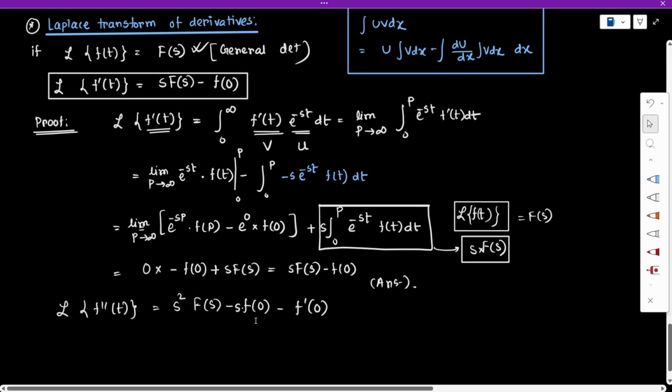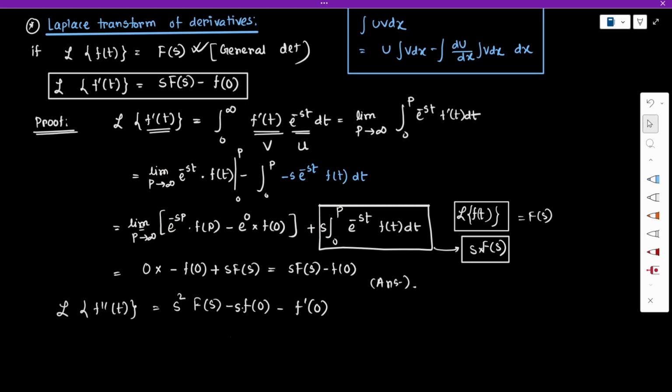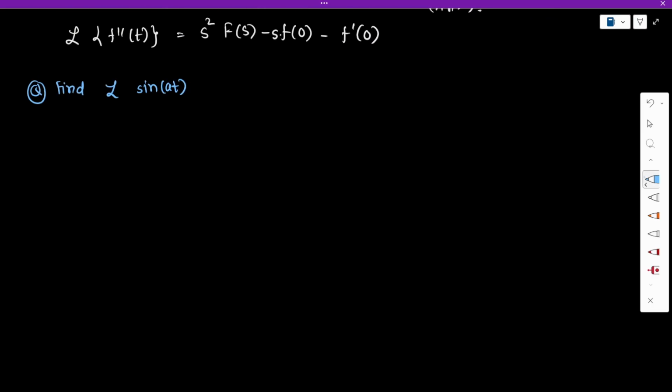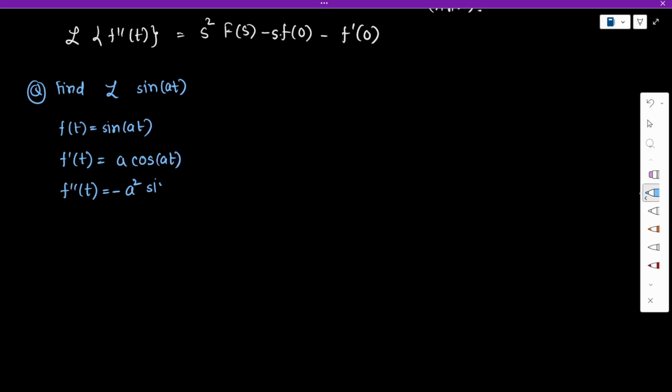All right, so now using the Laplace transform of derivatives, we're going to find the Laplace transform of some very important functions. Let's find the Laplace transform of sine at. If f of t is equal to sine at, then we know that f dash t is going to be a cosine at. And we also know that f double dash t, if we differentiate again, is going to be negative a squared sine at.